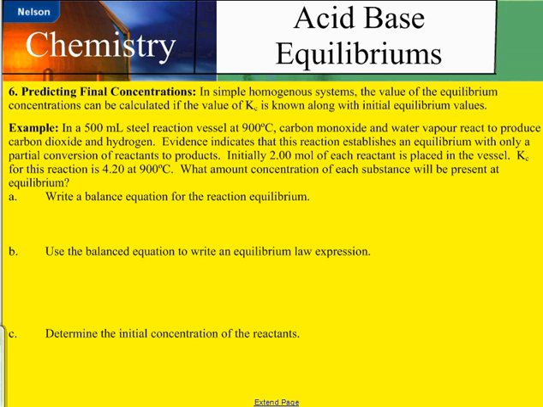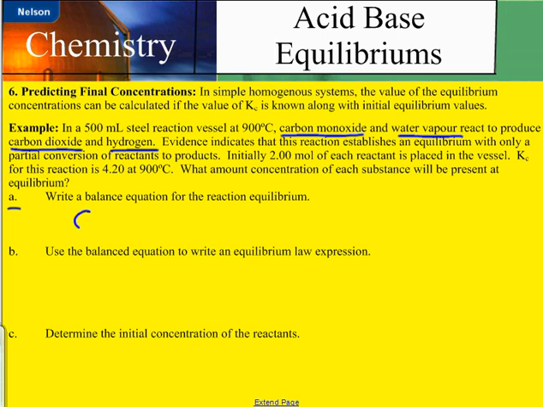Okay, for this example, we have a 500 ml steel reaction vessel, and carbon monoxide and water vapor are reacting to produce carbon dioxide and hydrogen. So the first step is to write a balanced equation for this.